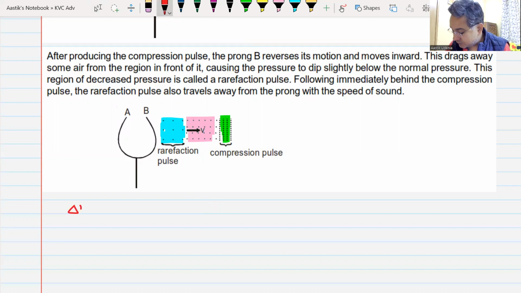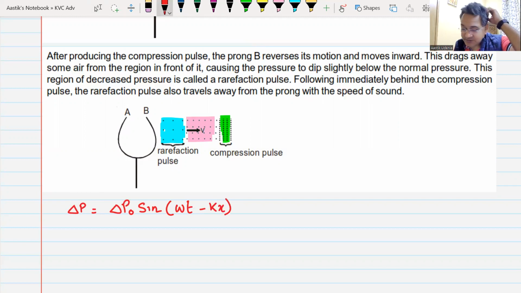Delta P is equal to delta P naught sine of omega t minus kx. Or you can write it as t minus x by v. What are these things that I've written?